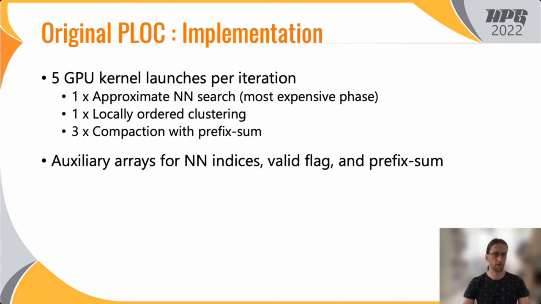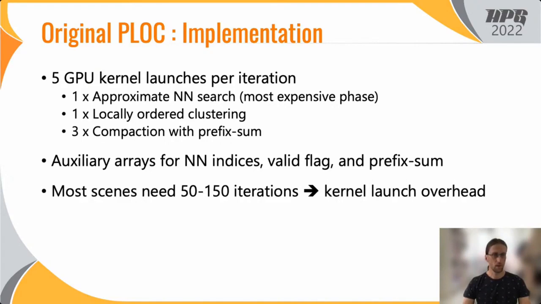Besides that, auxiliary arrays for storing nearest neighbor indices, valid flags, and for the prefix sum are required. It's important to note that the typical number of iterations required per scene ranges between 50 and 150, which together with the 5 kernel launches per iteration required causes quite some overhead and reduces overall BVH build efficiency.